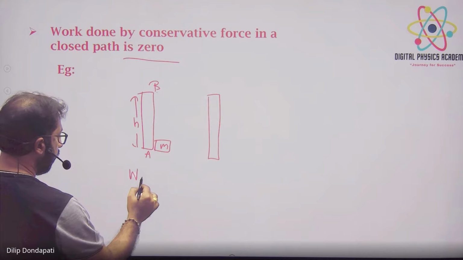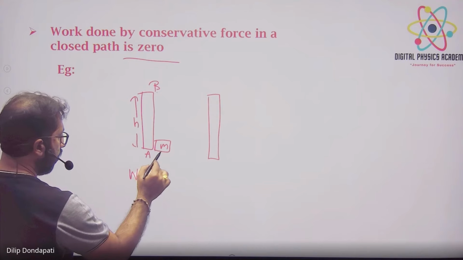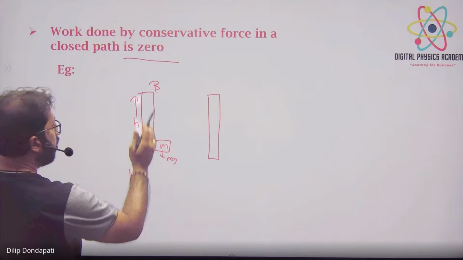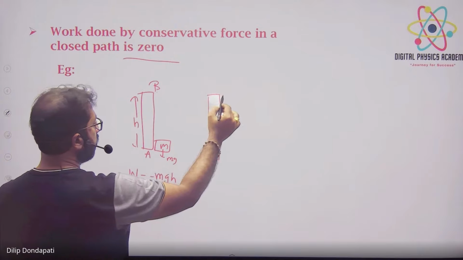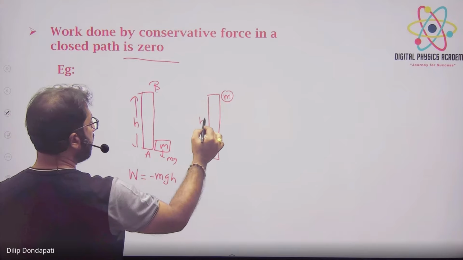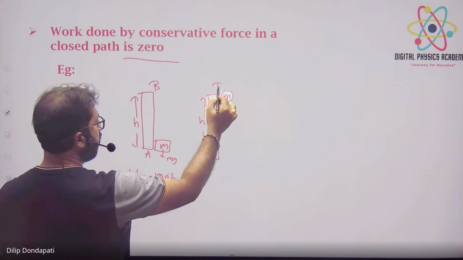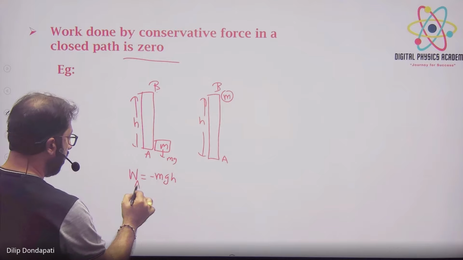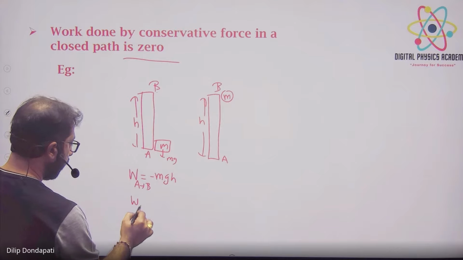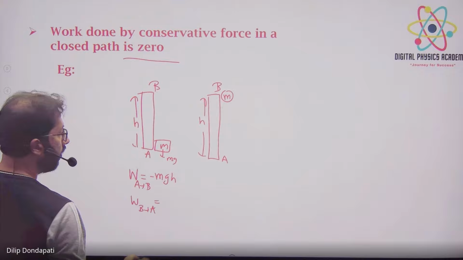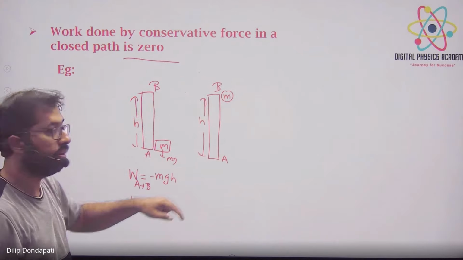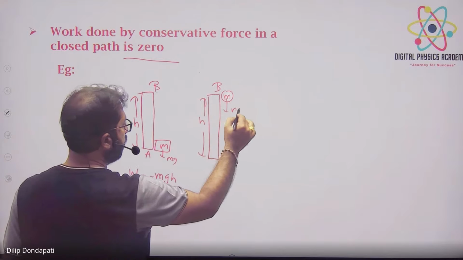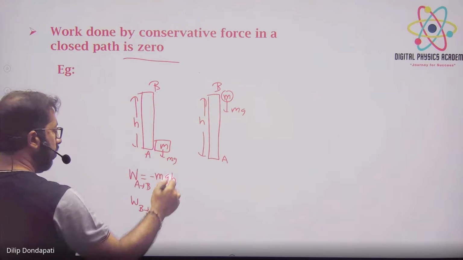Not mgh, you are forgetting the sign convention. Minus mg. Downwards is mg, upwards displacement is like this. So minus mgh. Then the same mass m, bringing it from top to bottom, so what is the work done from A to B? I want from B to A. Tell me. The same mass m I want to bring from top to bottom. Downwards is mg and displacement is also in the same direction. What is work done? It is mgh.